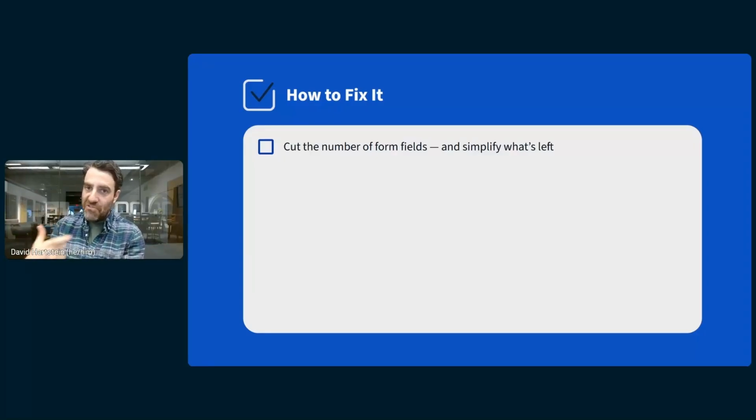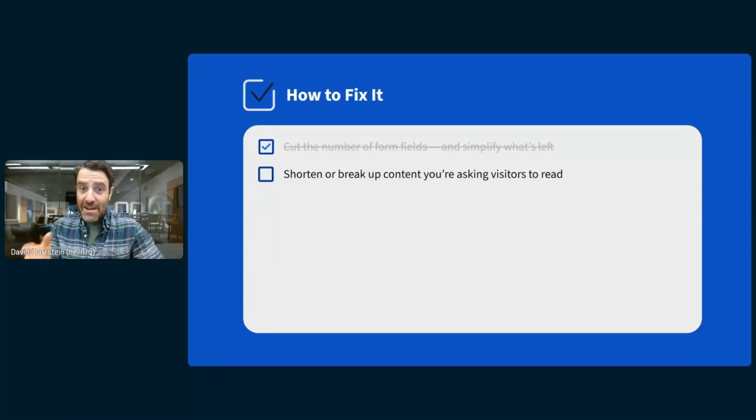And then keep in mind, you can also find creative ways to get additional information down the road. So that initial form isn't your only chance to get information from visitors. You can also tighten up the content that you're asking folks to read, especially the content you share right before asking folks to take an action or fill out a form. Too much text or content can bury the action itself and slow down folks who are ready to act, who have high motivation.